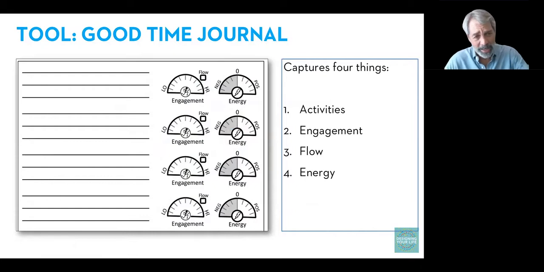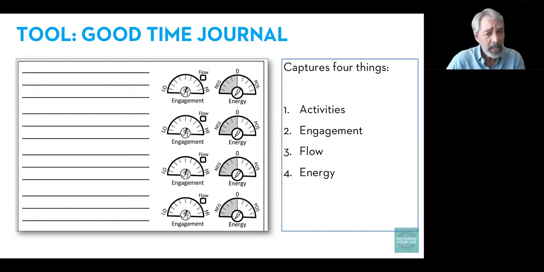So you write down on the little lines the activities of your day, and you do this for a couple of weeks, and you notice: how engaged was I? How participative was I? Was I fully in there and working on it hard? Was I holding back? And did it even hit flow? The psychology of optimal performance: did it actually enter the state of flow, in the zone? That would be a very high level of engagement. And then what was my energy, particularly coming out?